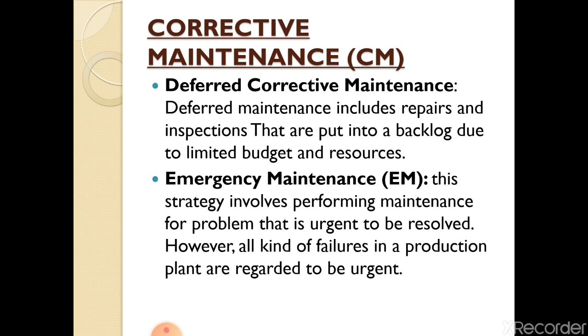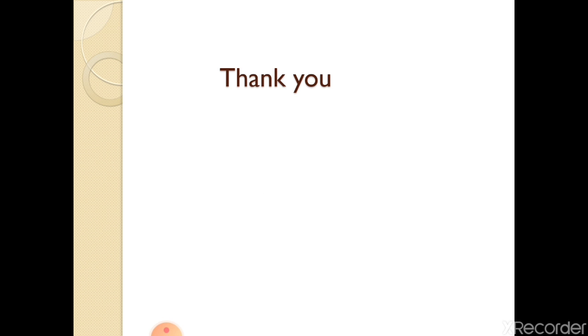The next is emergency maintenance. This strategy involves performing maintenance for problems that are urgent to be resolved. However, not all kinds of failure in a production plant are necessarily very urgent. So in other words, emergency maintenance is a type of reactive maintenance that is used to prevent threats to lives, property, profitability or availability of organizations. So this is about corrective maintenance. So thank you.